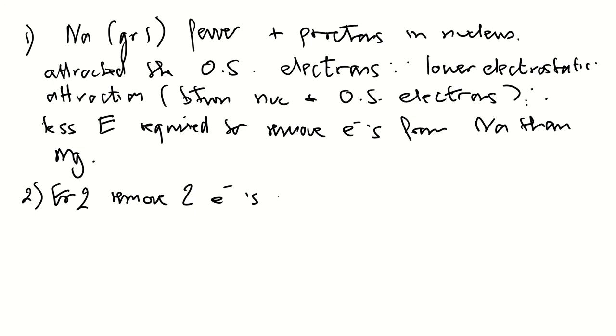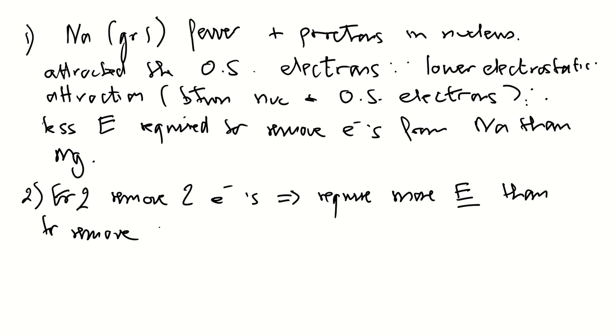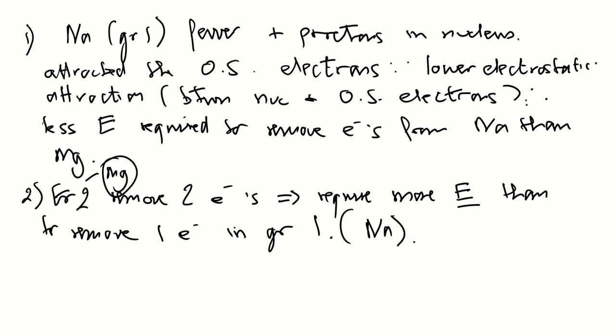and if you have to remove two electrons, that is going to require more energy. Again, this is all about energy. I just write capital E for energy, than to remove one electron, which would happen in group 1. And again, if they were asking you specifically about magnesium and calcium, you would talk there about your group 2 metal being magnesium and the group 1 being sodium.